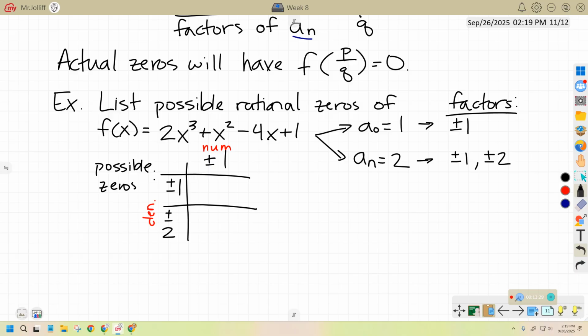So for the first box, my numerator is plus or minus 1. My denominator is plus or minus 1. I'm going to get plus or minus 1. Signs match, I get plus 1. Signs are different, I get minus 1. For the bottom, my numerator is plus or minus 1. My denominator is plus or minus 2. We can't simplify, so this is just going to be plus 1/2 or minus 1/2.